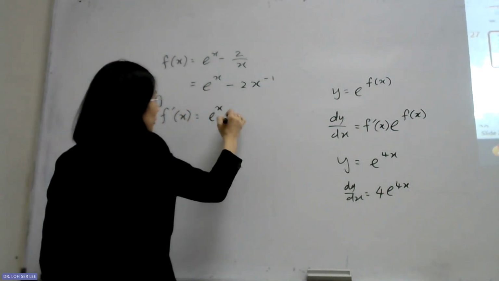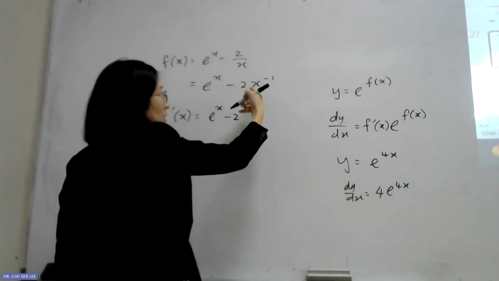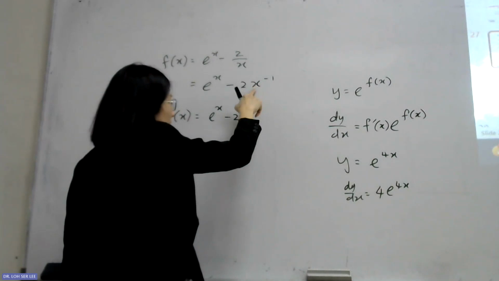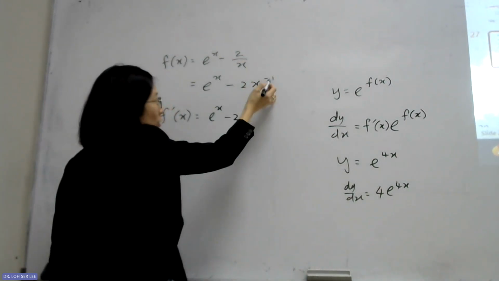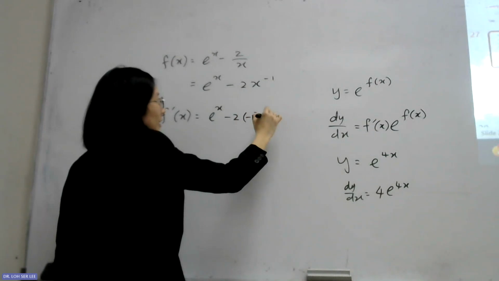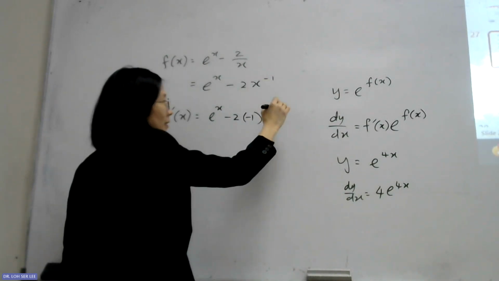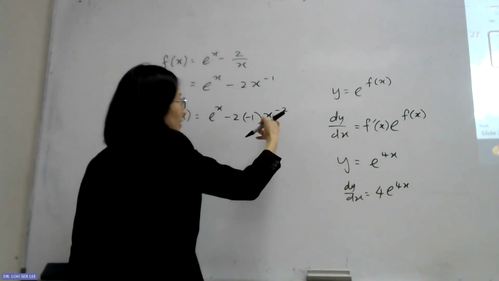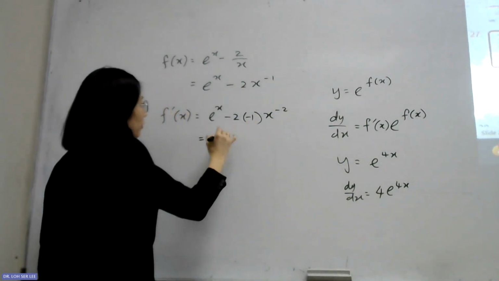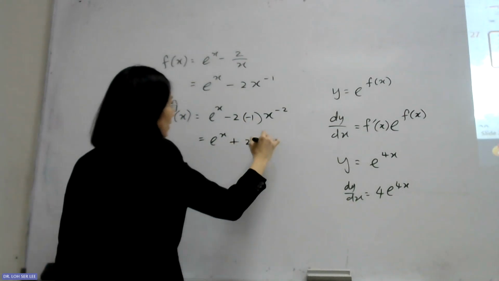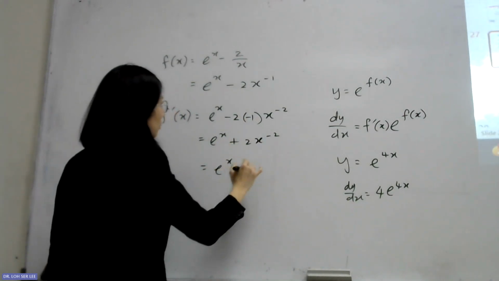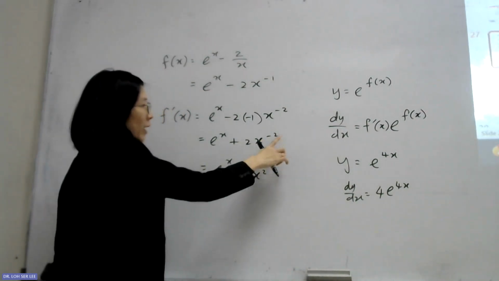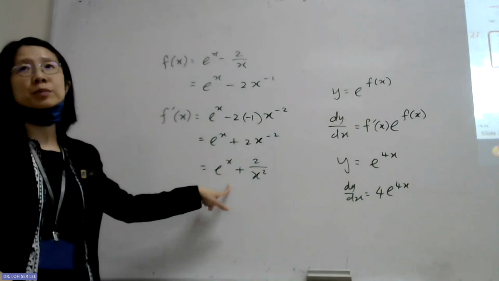Then -2, and then we differentiate this. This is x to the power of -1. So -1, we bring it to the front, and then x to the power of -2, and then times 1, since you differentiate x, you get 1. So you have e^x plus 2x^-2. That means e^x plus 2 over x squared. The minus means over x squared. So this is how we get the f prime.